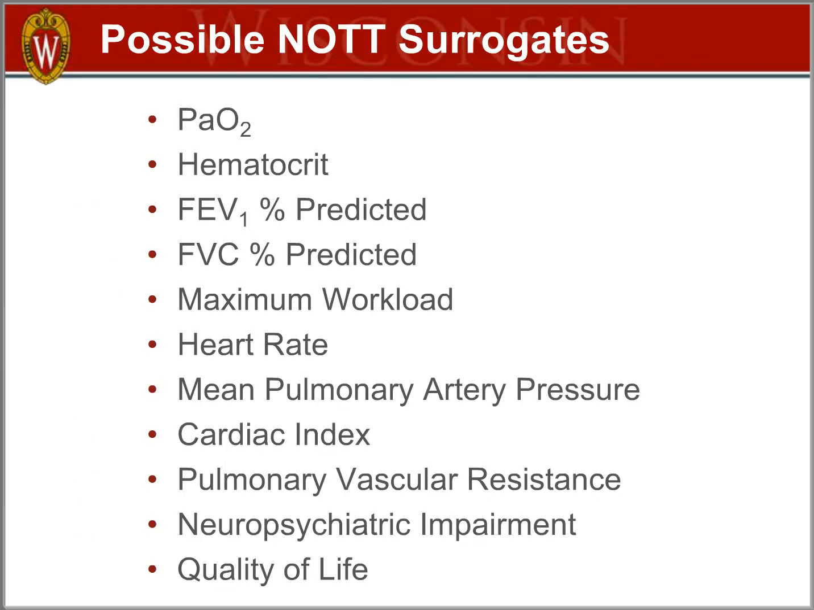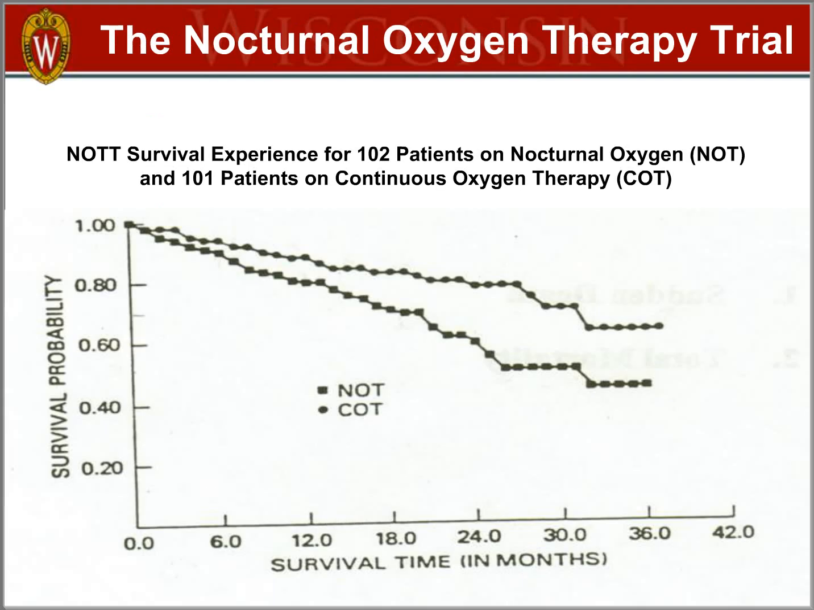Here I've listed some of the surrogate measures that are thought about in a population of this kind. Partial oxygen concentration, hematocrit, FEV1 % predicted, FVC % predicted, the maximum workload, heart rate, cardiac index, and so forth, down to neuropsychiatric impairment and quality of life. What I've shown here in this figure are the survival curves for the nocturnal oxygen therapy trial, comparing the 12 hours versus the 24 hours of oxygen. These 2 survival curves are significant at the p.01 level. Interestingly, while the mortality was different, none of the other potential surrogate outcomes listed were significant, except for the oxygen concentration, which is, by definition, affected by the use of the oxygen.